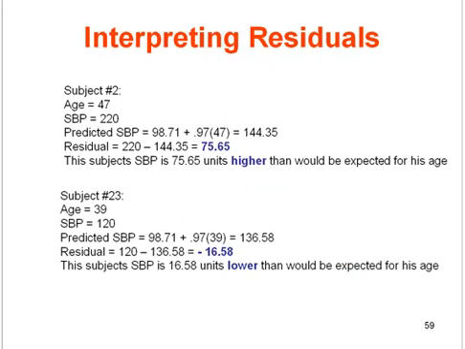We end by examining a few residuals. Subject number 2 was the outlier in this study. If you recall, there was one data point that was very much above the fitted line. The actual blood pressure of subject number 2 was 220.